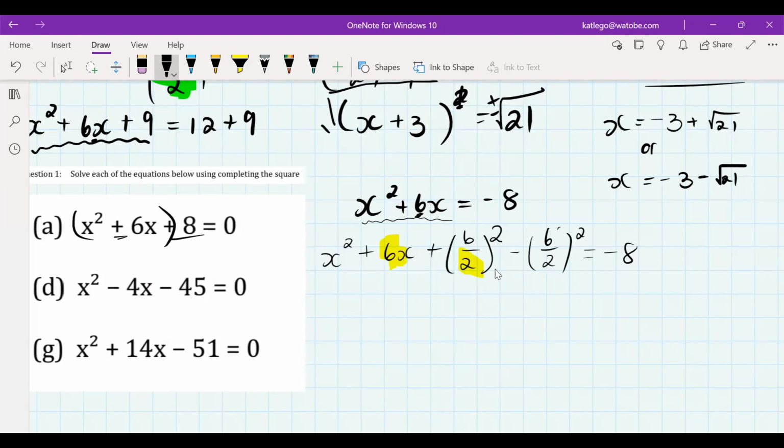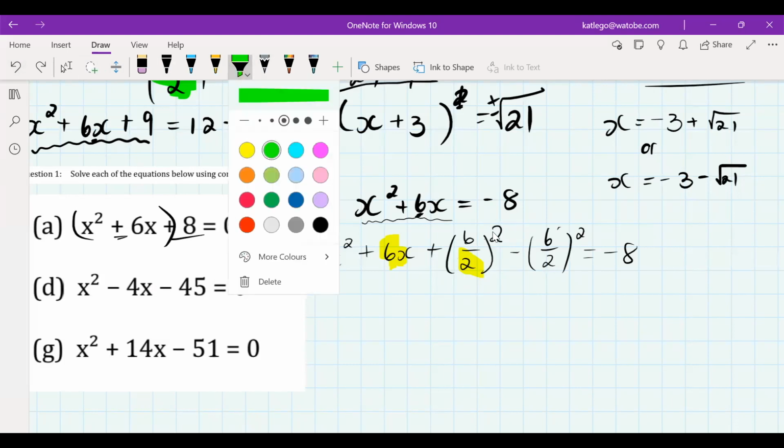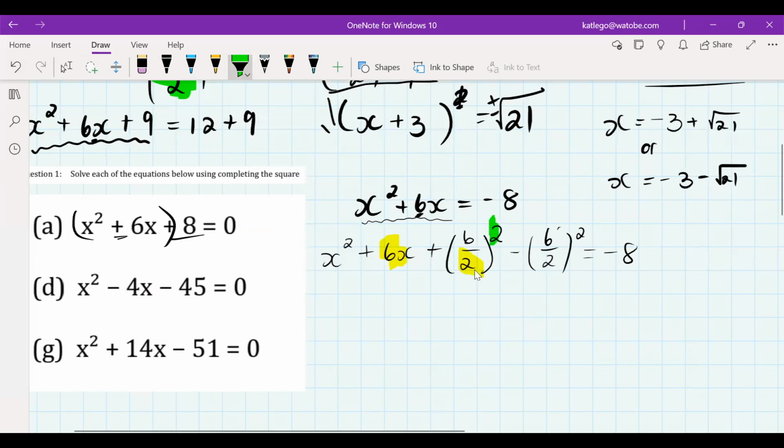Are you with me? So you first halve it, or divide it by 2, and then you square it. So we first halve it and then we square it. And then here, we just put the same thing so that we don't change the sum, right? So I think 3 minus 3, you're canceling them out.